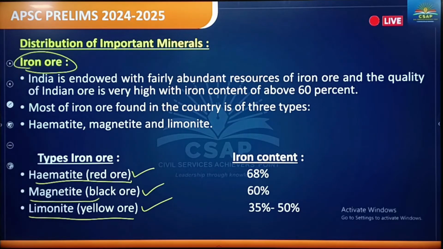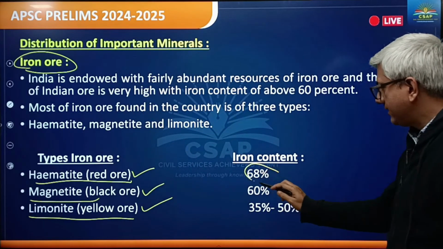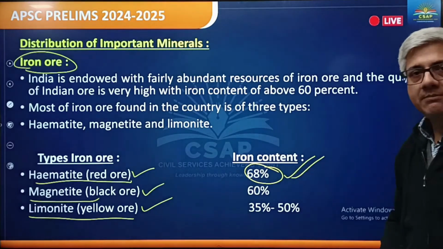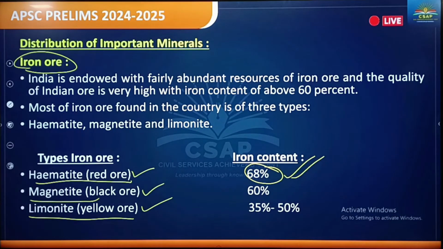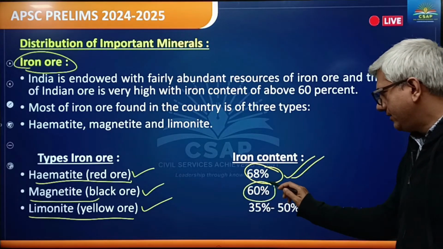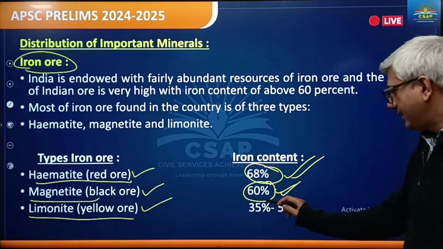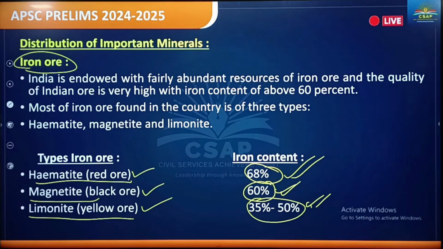So hematite is considered the best ore in terms of iron, because it has 68% iron content. Magnetite has about 60% iron content, and limonite has 35 to 50% iron content.